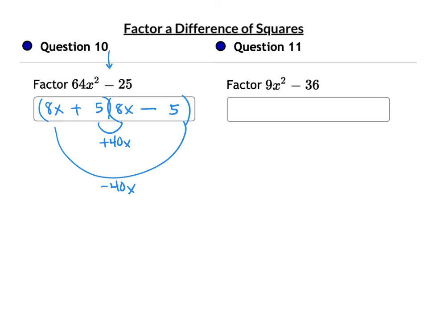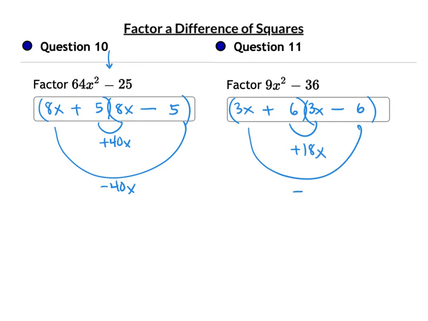9x squared minus 36, the last example. 3x times 3x is 9x squared. 6 times 6 is 36. It's negative 36. It's positive and negative. Note that the middle, if you FOIL, would be positive 18x. The outside, if you FOIL, would be negative 18x. And that would make the middle 0. There's our answer.